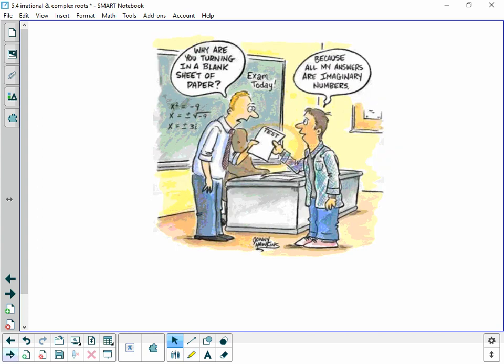Okay, second comic of the day. Man, these imaginary numbers, they just lend themselves to all kinds of jokes. So you should read this one because it's also super funny.